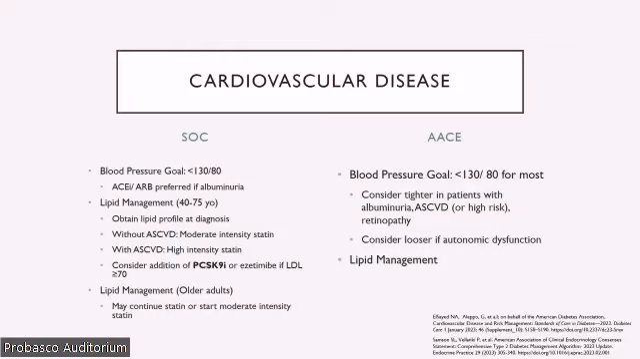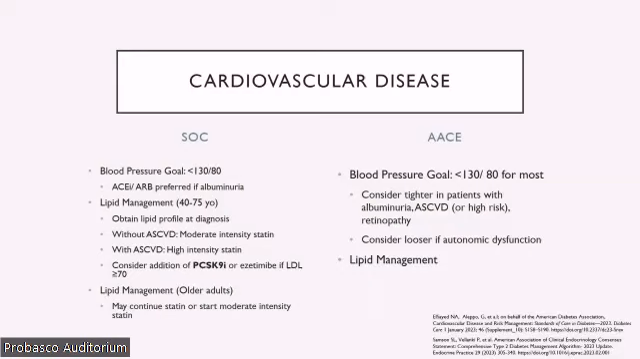So they both have blood pressure goals. For most of our patients, it'll be less than 130/80. We can consider some tighter control in our very high-risk patients, and looser control if patients are already experiencing autonomic dysfunction, so if they've had longstanding, very uncontrolled diabetes. They also both address lipid management, and I will pull up the AACE lipid management algorithm in just a moment, as well as the hypertension algorithm.